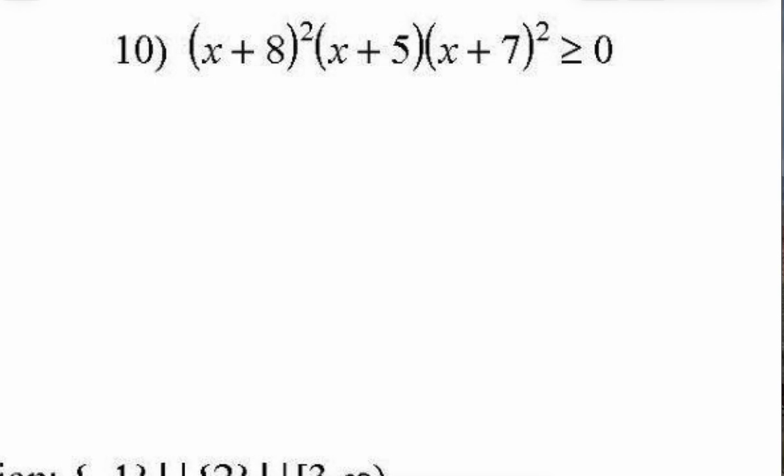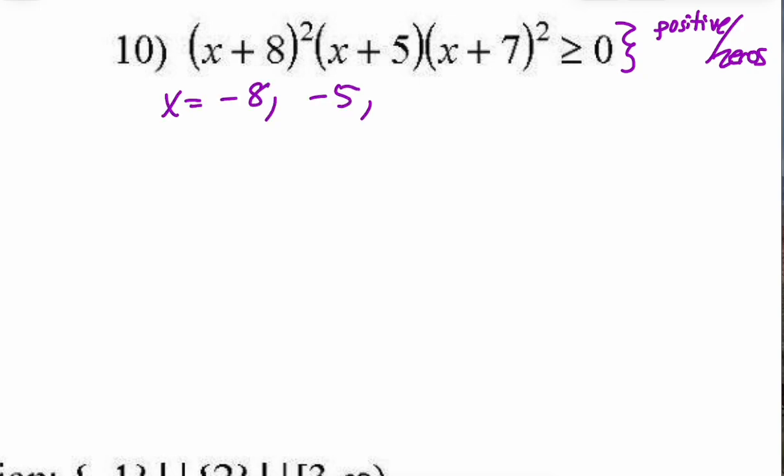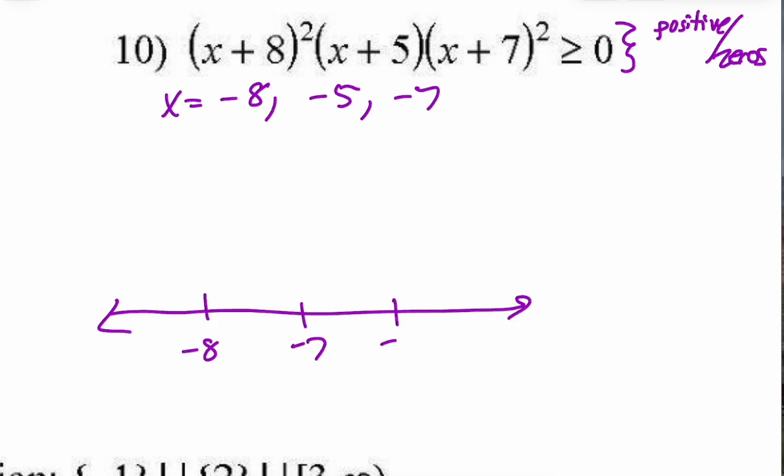So the first thing you want to look at is that I want positives and the zeros. The zeros are okay because we got that equal to. So it can be greater than or equal to 0. The zeros occur at -8, -5, and -7. Let's put those on our number line in least to greatest order. Spacing doesn't matter.